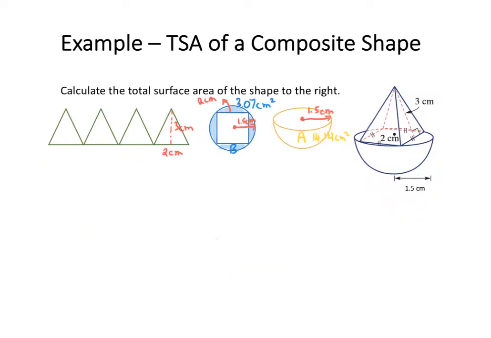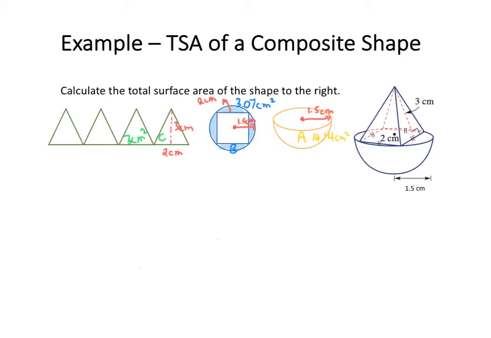The last individual shape that we need to calculate is the area of the triangles, and we're going to call that C. So the area of C is going to equal base times height divided by 2. Substituting in my values, that is going to be 2 times 3 divided by 2, which is equal to 3 centimeters squared. So adding that up onto my diagram up the top. Now I'm ready to calculate the total surface area of the composite 3D shape.